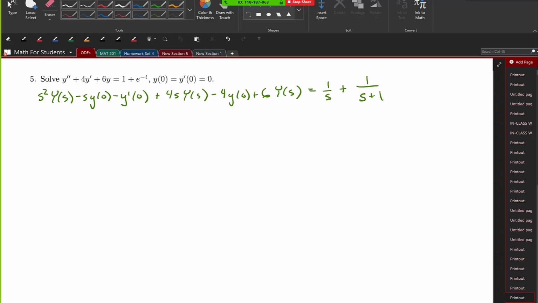Just take a moment, make sure that makes sense. To be honest, translating the differential equation usually isn't the hard part. Usually the hard part's doing some of the other work we've been doing.